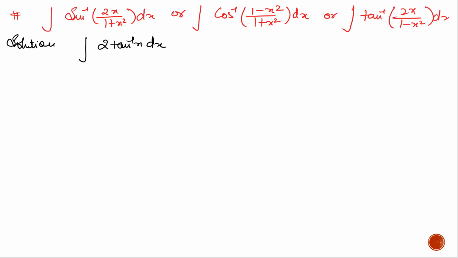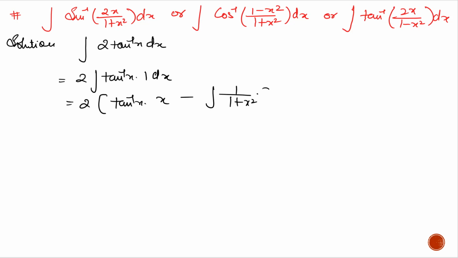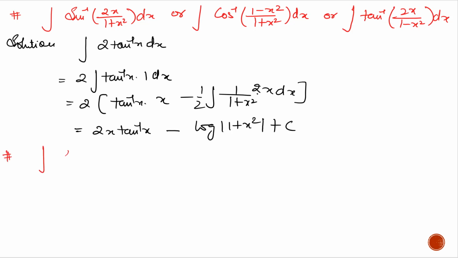Now we'll take tan inverse x as the first function and 1 as the second function and solve by parts. First function as it is, integration of second is x, minus derivative of first, which is 1 upon 1 plus x square, and the integration of second is x dx. In the second part, we divide by 2 and multiply by 2, and the answer is x tan inverse x minus half log of 1 plus x square plus c.